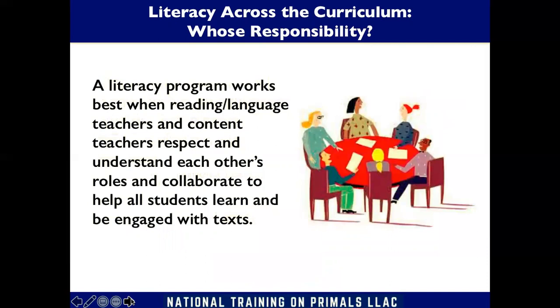A school's literacy program works best when reading and language teachers and content teachers respect and understand each other's roles and collaborate to help all students learn and be engaged with text.